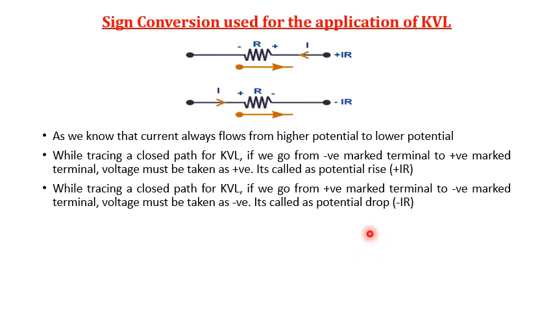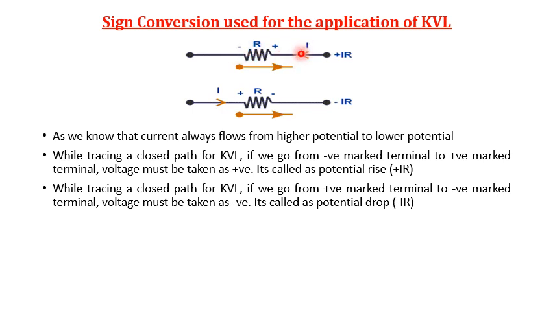Now let us consider this diagram. Here you can observe a conductor of resistance R. The potentials are shown here: this is a positive potential, this is a negative potential, and the current direction is also shown. Why is the current direction shown in this way? Because, as we know, current always flows from higher potential to lower potential. Positive is the higher potential, negative is the lower potential.